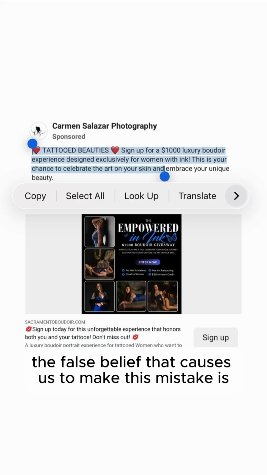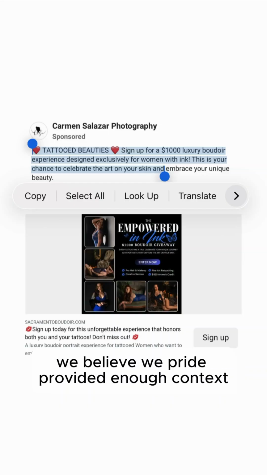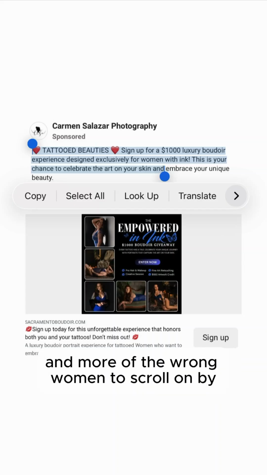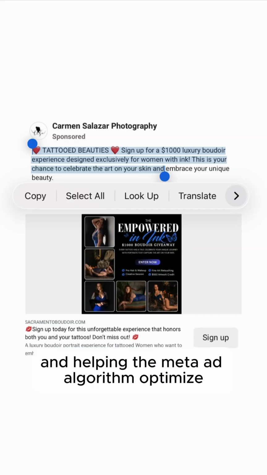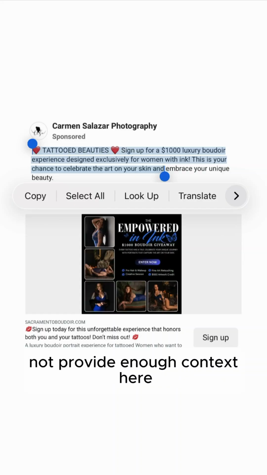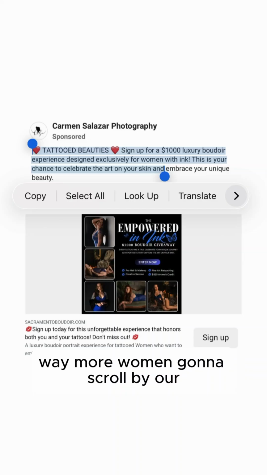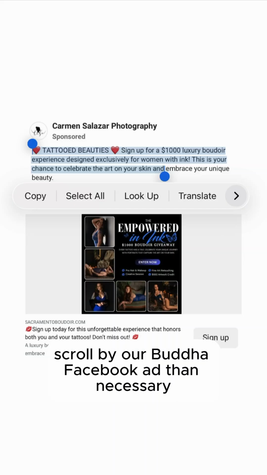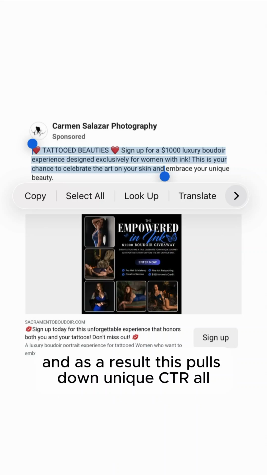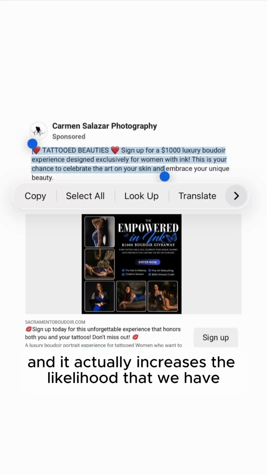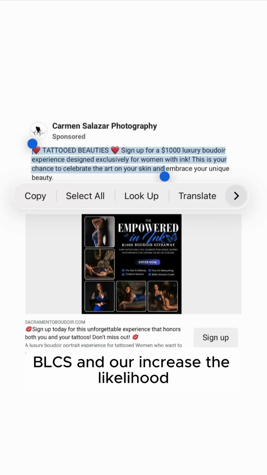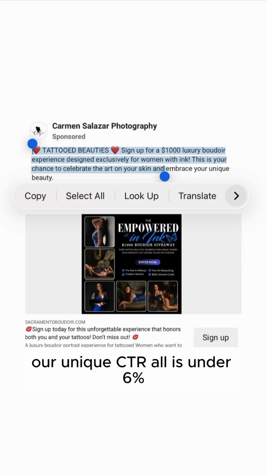So, the false belief that causes us to make this mistake is we believe we provide enough context to get the right women to click in and more of the wrong women to scroll on by, and helping the meta ad algorithm optimize. But in fact, we did not provide enough context here. So the consequence of this is way more women that scroll by our Boudoir Facebook ad than necessary. And as a result, this pulls down unique CTRL, and it actually increases the likelihood that we have BLCS and increase the likelihood our unique CTRL is under 6%.